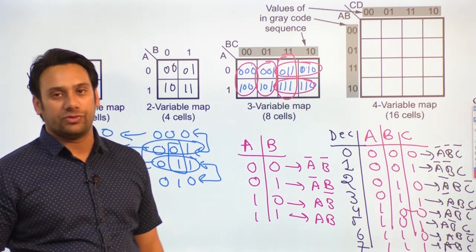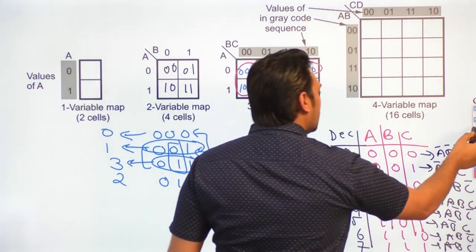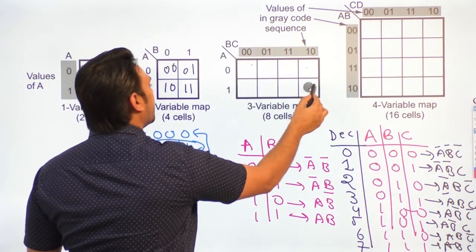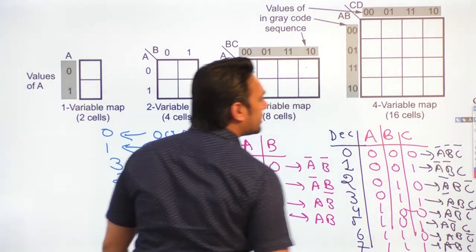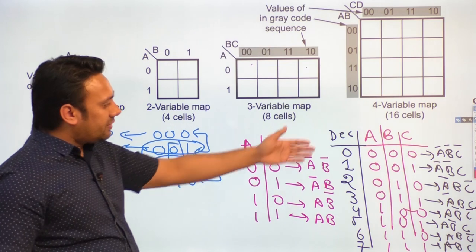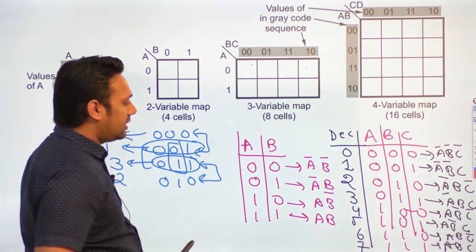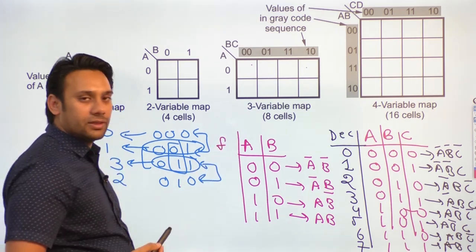Now what is the benefit of using the gray code? Gray code ka jo benefit hai, wo kya hai? What is the benefit of using the gray code here? Let's try to understand the benefit step by step. Okay, so let us assume we have this function. Let us start with a smaller function. This is a two variable function, and here this is a function f, correct?